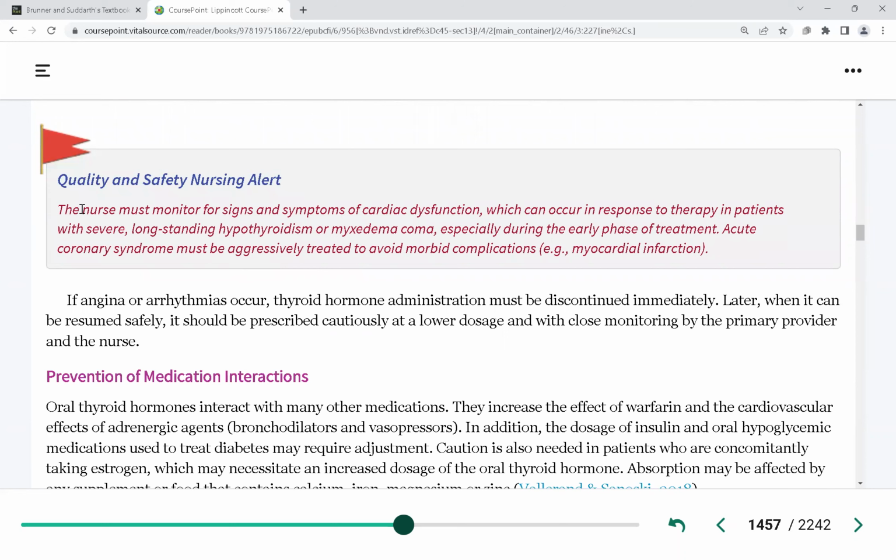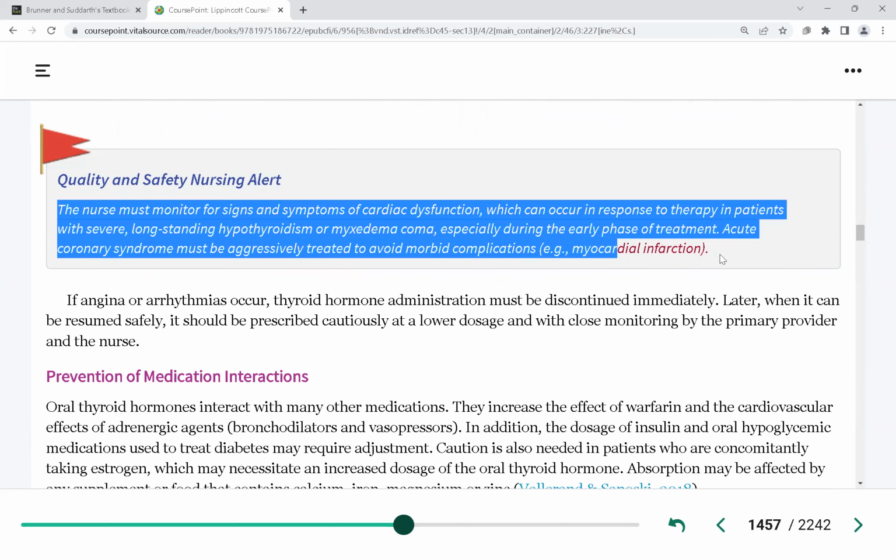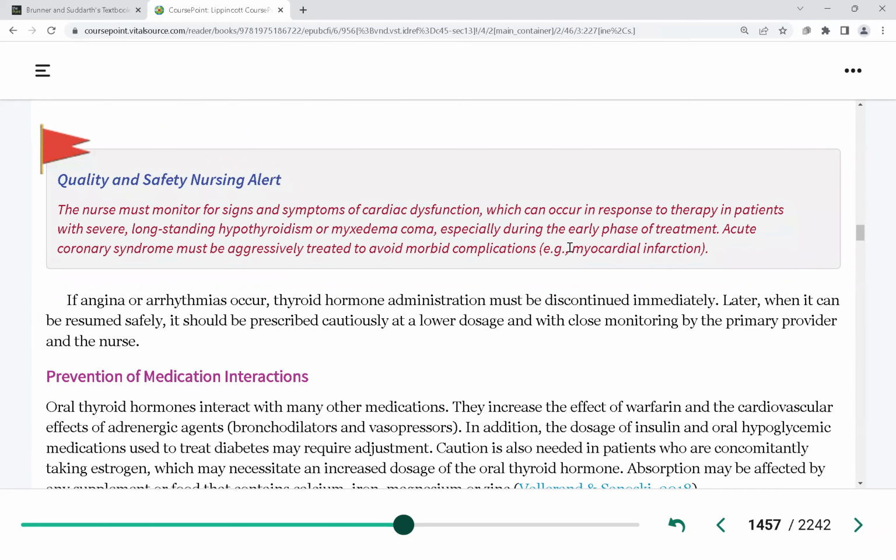So here's a QSEN alert. Please read that. Yeah, again, very important. The most important responsibility of the nurse when giving this hormone is to monitor cardiac function. We cannot start high doses. It has to be titrated slowly because we want to prevent any heart attacks. All right.